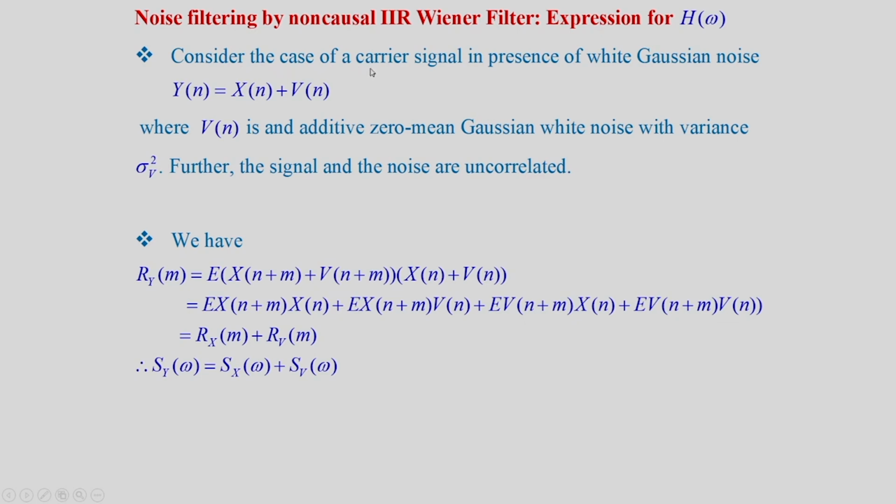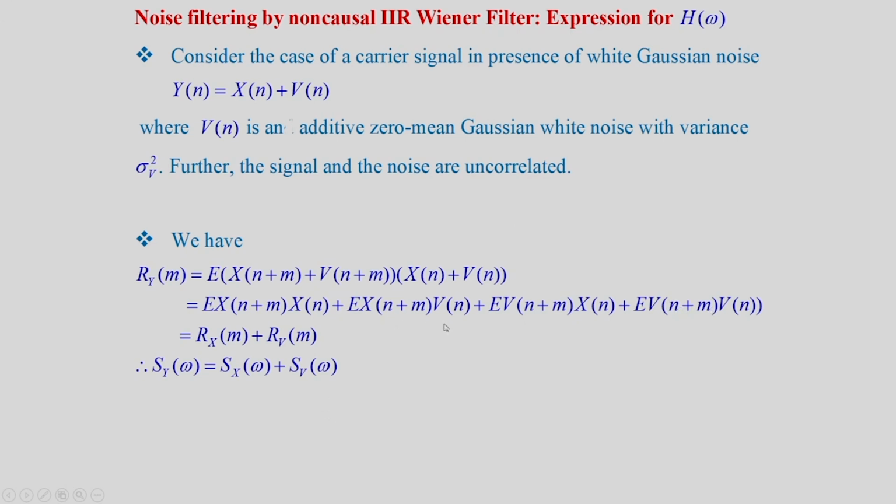Consider the case of a carrier signal in presence of white Gaussian noise, that is y(n) is equal to x(n), where x(n) is a sinusoid, plus v(n), where v(n) is an additive zero mean Gaussian white noise with variance sigma v square. Further, the signal and the noise are uncorrelated, this we assume. Now, we have R_y(m) by definition E of x(n plus m) plus v(n plus m) into x(n) plus v(n). Now, we can expand this term, we will get E of x(n plus m) into x(n), E of x(n plus m) into v(n), E of v(n plus m) into x(n) plus E of v(n plus m) into v(n).